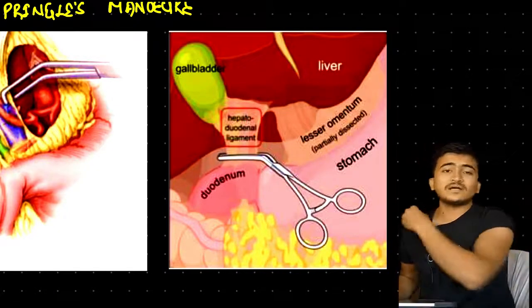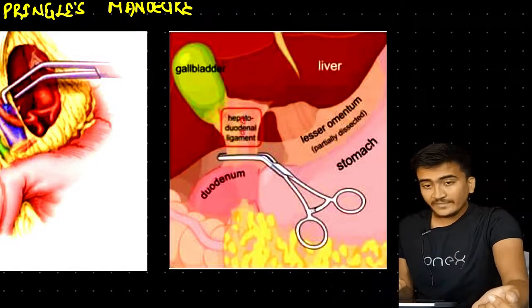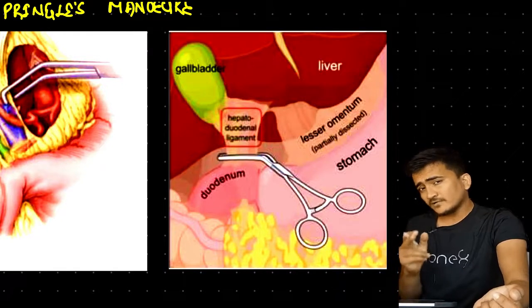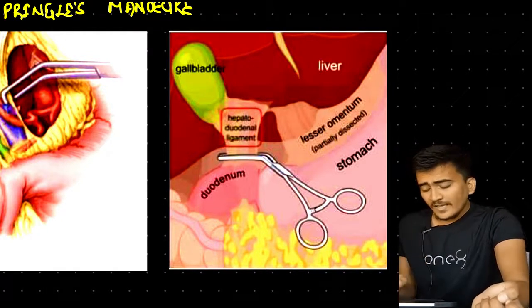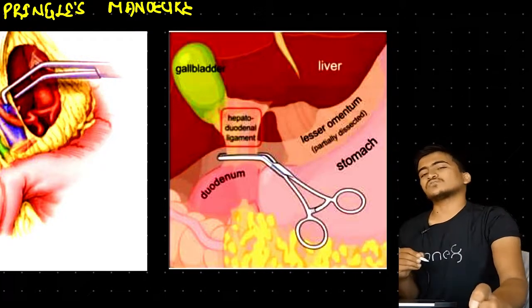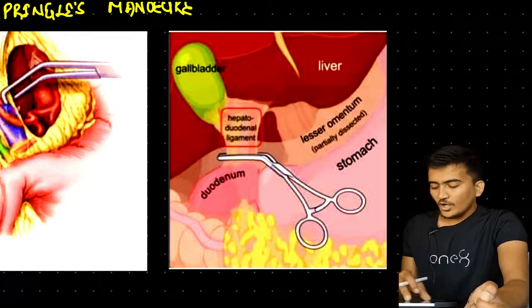Now what is the hepatoduodenal ligament? Yes, we already discussed this. It is a part of the lesser omentum, and specifically it contains the DAV structures. So we are just clamping the DAV structures.